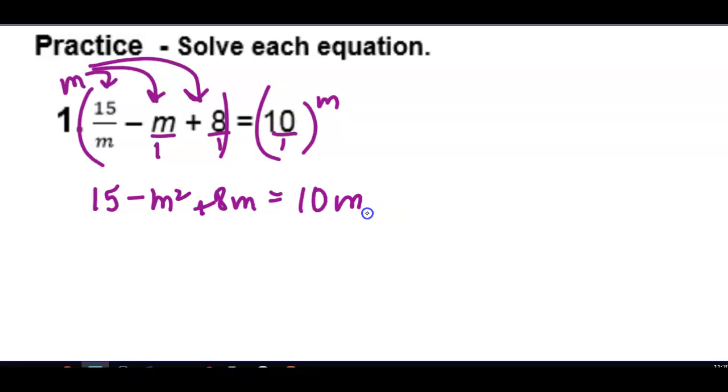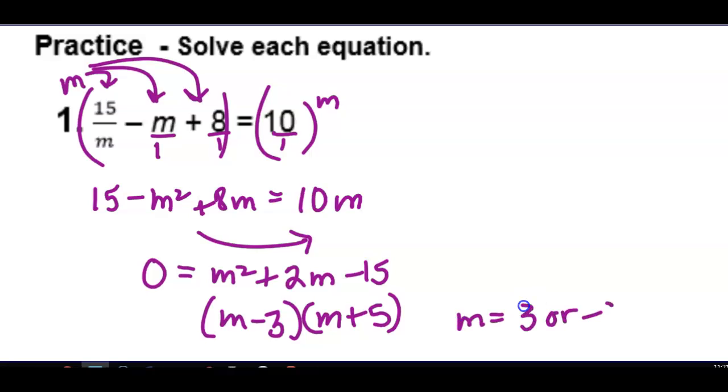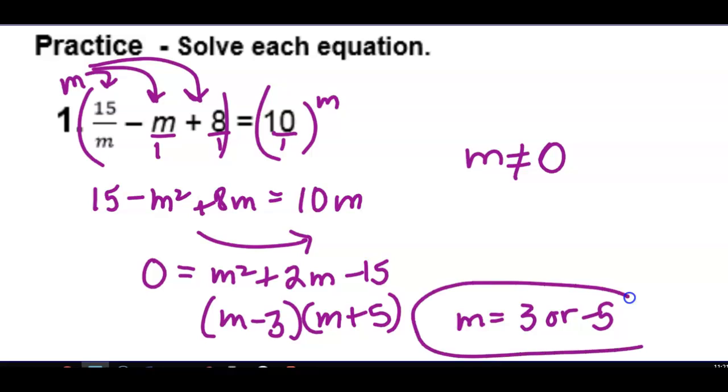So if we move everything, I'm actually going to move it all this way because I don't like negative on my squareds. Makes me really confused. So I'm going to add an m squared over here. I'm going to subtract 8m, which will leave 2. And then I'm going to subtract that 15. And then it will factor m minus 3, m plus 5 to get a 2 in the middle. So we get m equals 3 or negative 5. And the only restriction back here was m can't equal 0. So therefore both of these should work.